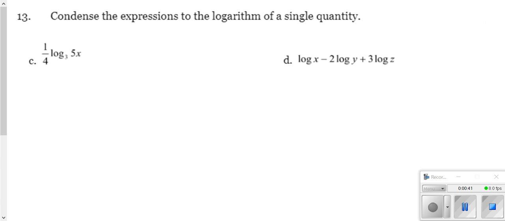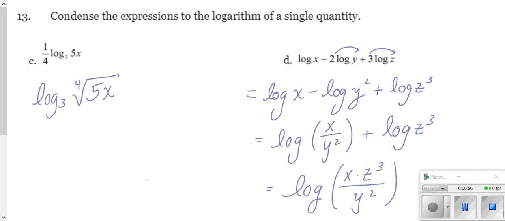In this next couple, again, I have a multiplier here, so that's going to become an exponent. Multiplier, multiplier, those are going to be exponents. When I have subtraction, that's going to be a division statement. And when I have addition, that's going to be a multiplication statement. And so we should have something along these lines.